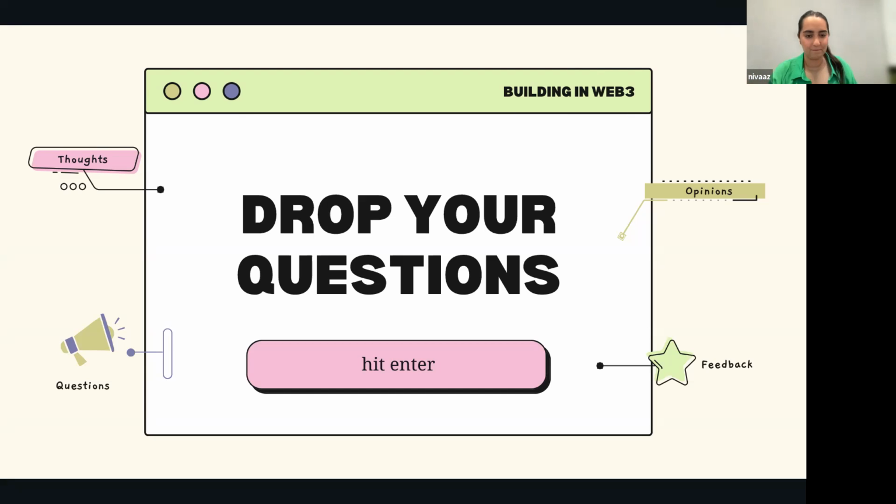Nice. The other question is, why is it common for people in Web3 to build passion projects over startups? Yeah, that's an interesting question. I think sometimes they are the same. When Web3 first started, it was often about how can I be the first mover in this space and make a quick buck?